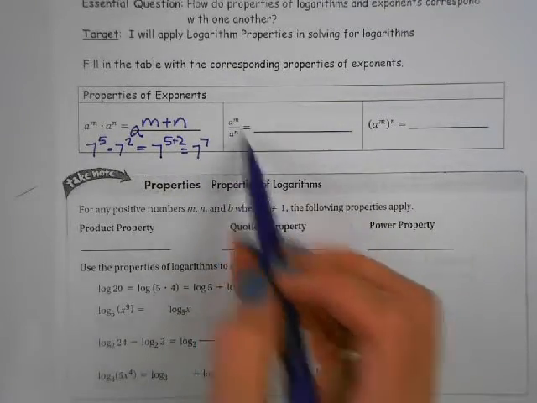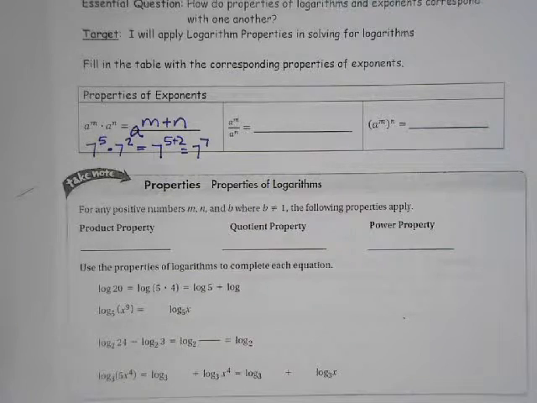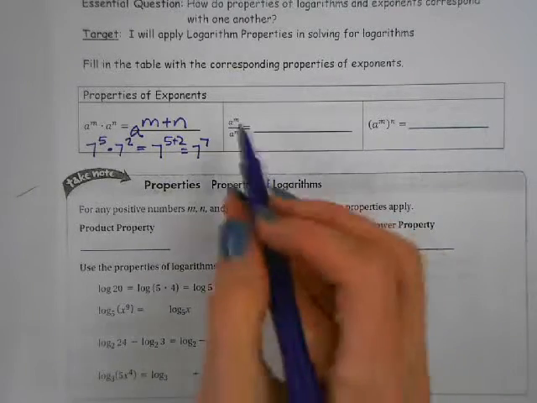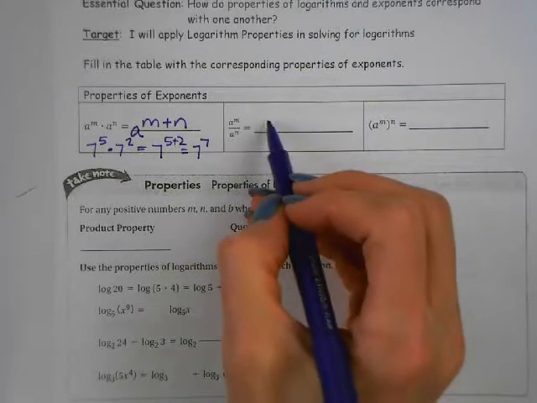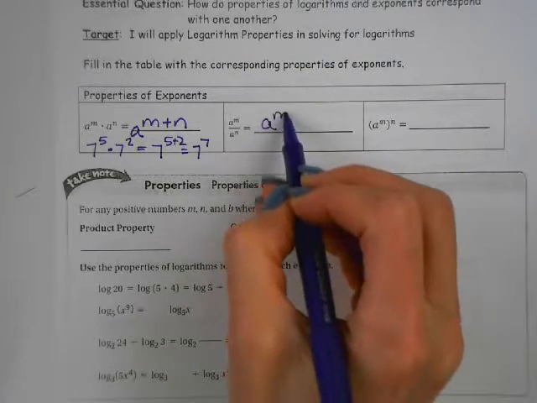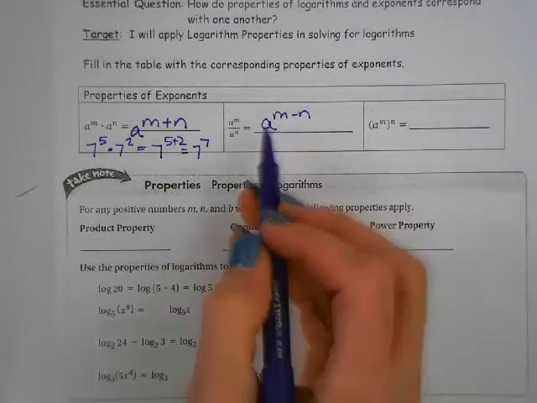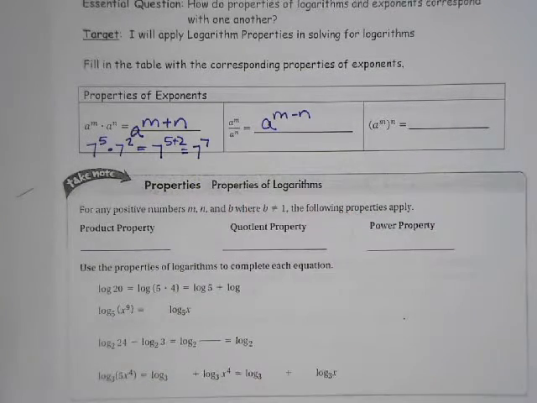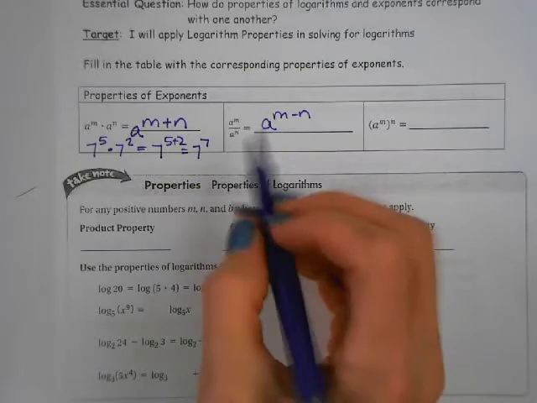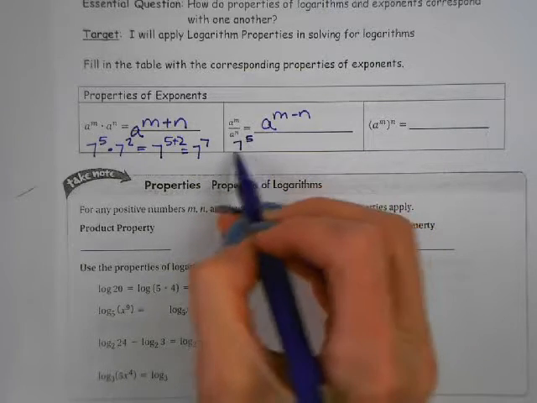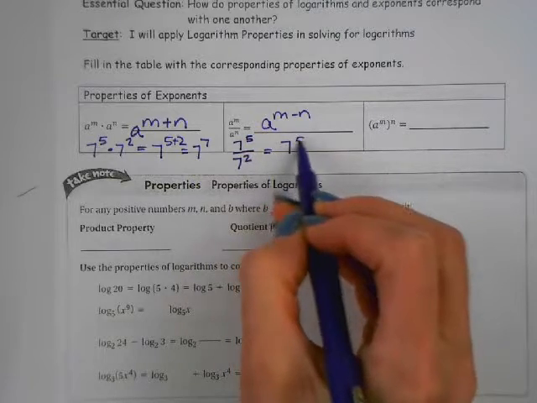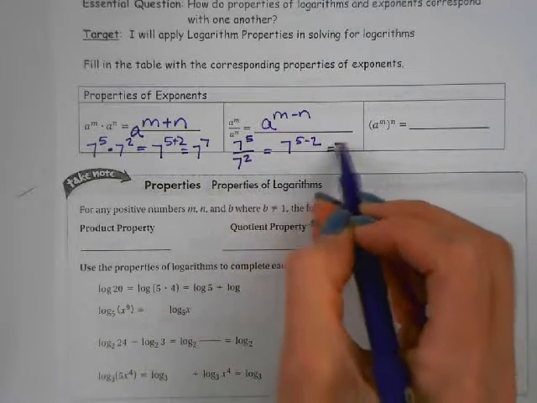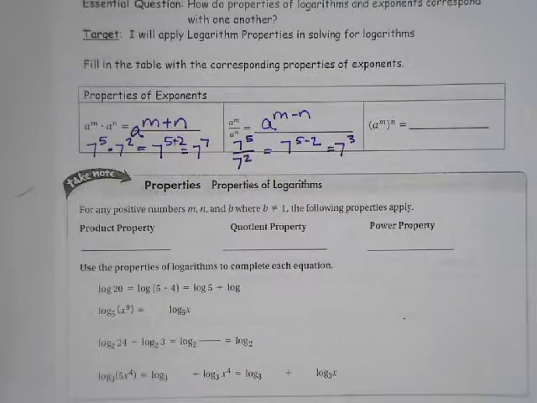If I have the same base and I'm dividing and I have exponents, what's the rule of thumb on the exponents? What do I do when I'm dividing? Yes, we subtract. So I could rewrite this as a to the m minus n. The base stays the same, but I can subtract my exponents. So if I have 7 to the 5th divided by 7 squared, I could rewrite that as 7 to the 5 minus 2, or 7 to the 3rd power.